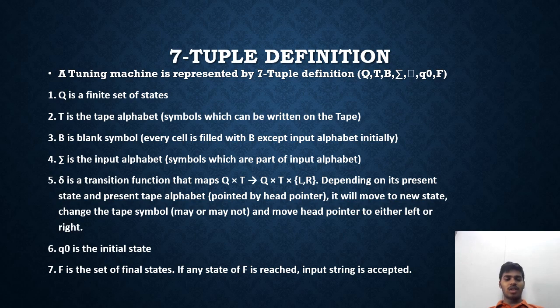And q naught is the initial state, and F is not a final state, it is a set of final states, because any machine can have more than one final state. If any state of F is reached, then the input string is accepted, otherwise it is rejected. Okay, done.